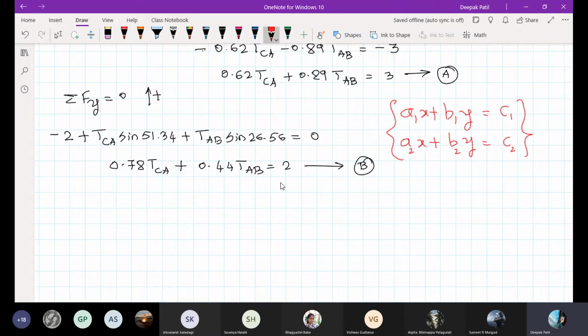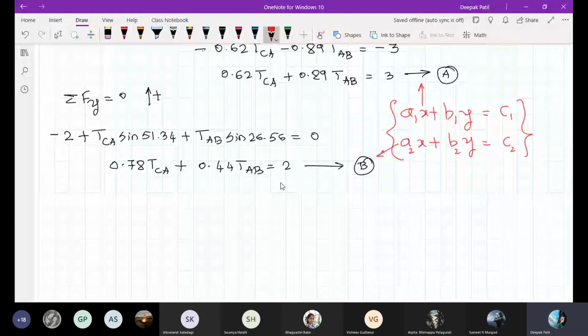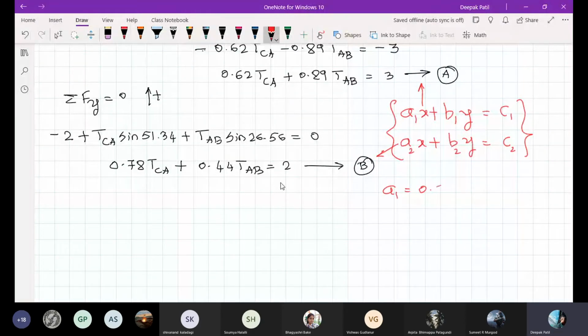So what will happen in our case, if you take this first equation as equation A and second equation as equation B, what will be the value of A1? The value of A1 will be 0.62. Value of B1 will be what? 0.89. And value of C1 will be 3. Similarly, if you see this equation B, what will be the value of A2? 0.78. What will be the value of B2? 0.44. And what will be the value of C2? It will be 2, right?